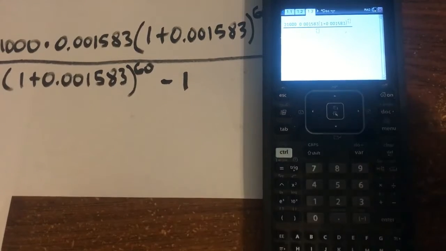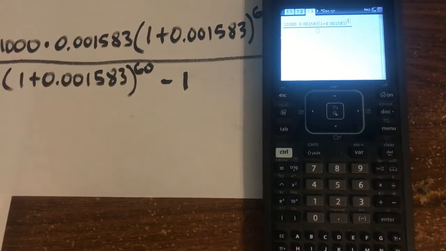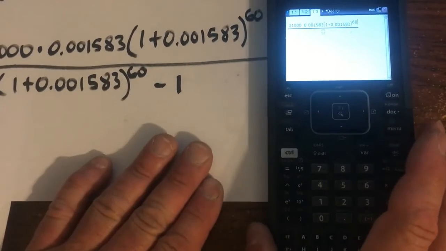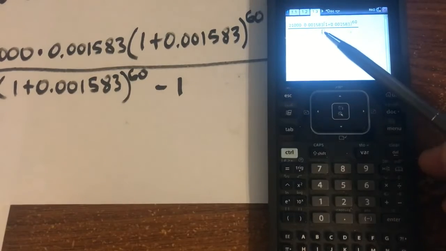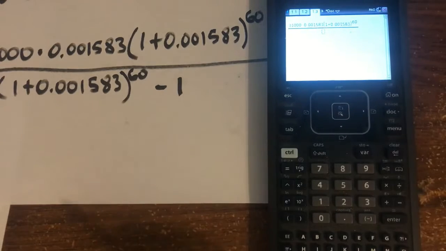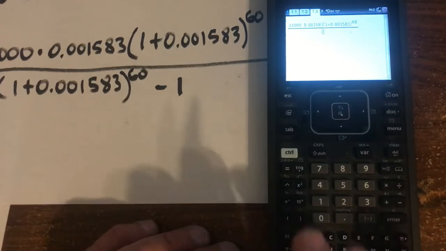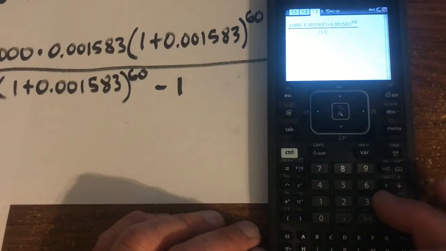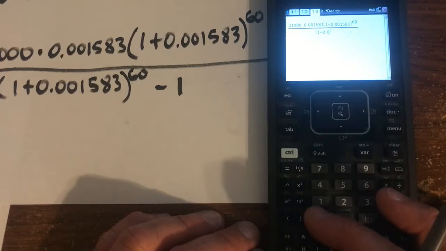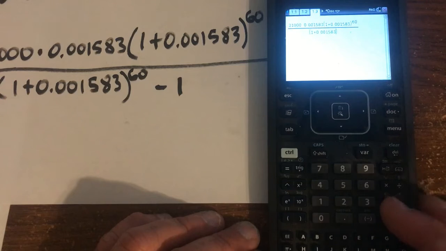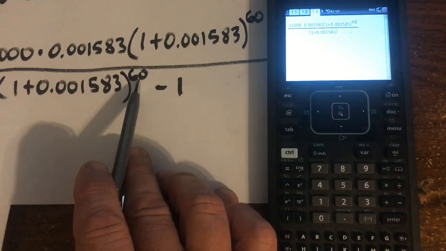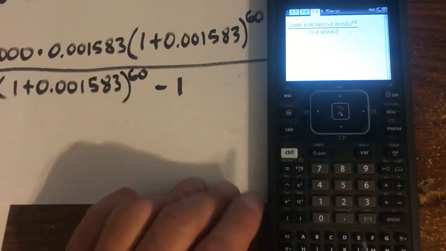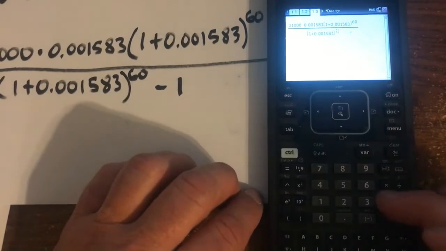Use this little house top symbol here. That will allow you to put the 60 months in the exponent position, and then arrow down until you're down into the denominator. Okay, I'm right here in the denominator, and I'm starting off with the left parentheses. All right, and then it's the 1 plus 0.001583 again. Close the parentheses. Okay, and then we have to raise it to the number of months, 60. So house top, put your 60 in.